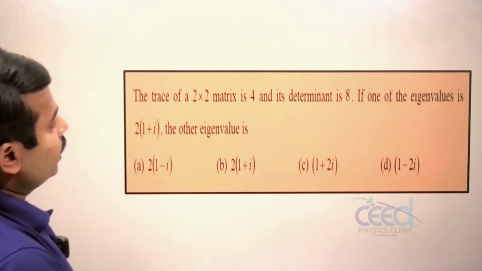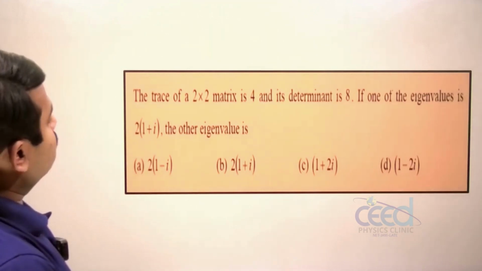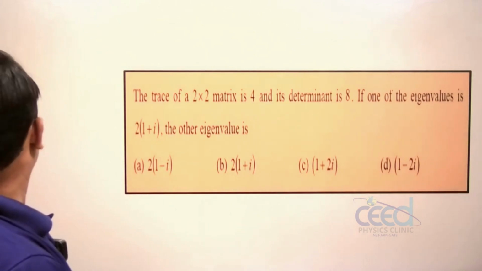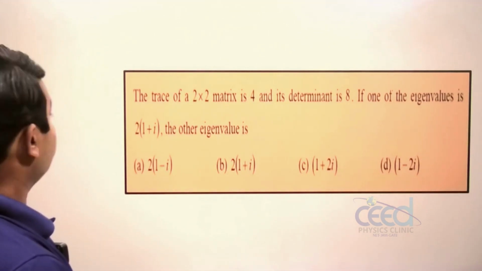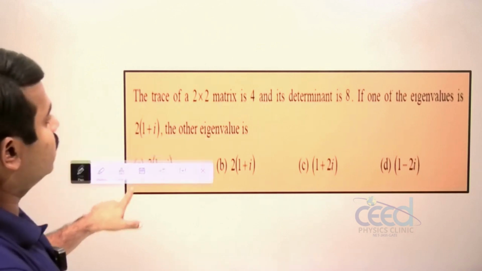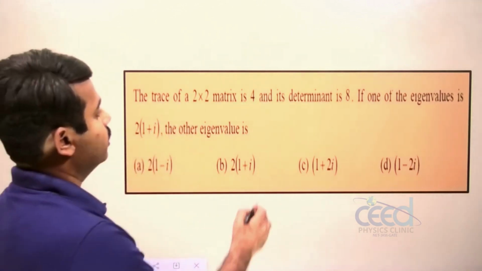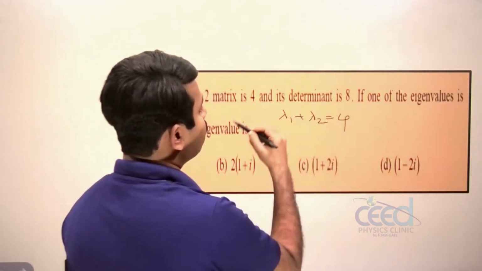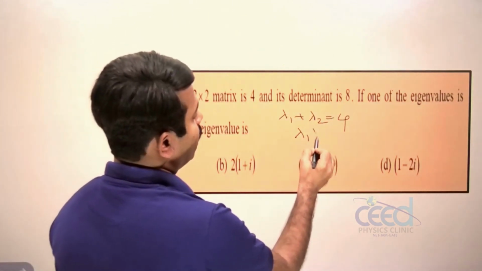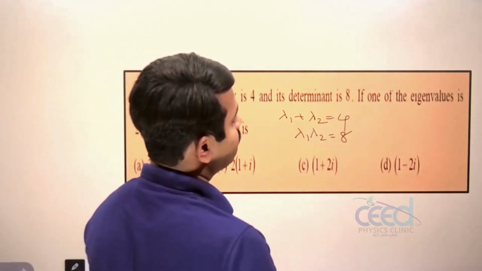The trace of a 2 by 2 matrix is given as 4. Trace means the sum of the eigenvalues, so lambda 1 plus lambda 2 is equal to 4. The determinant is 8, that is, lambda 1 times lambda 2 is equal to 8.